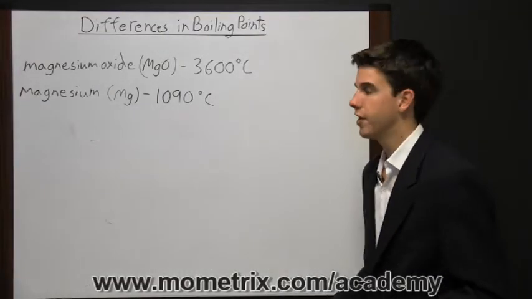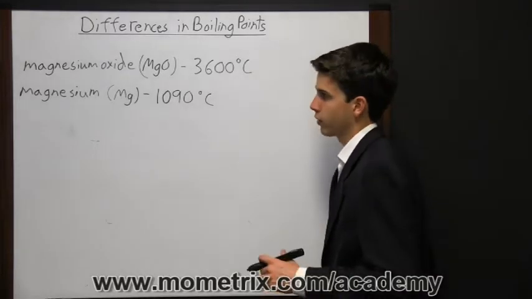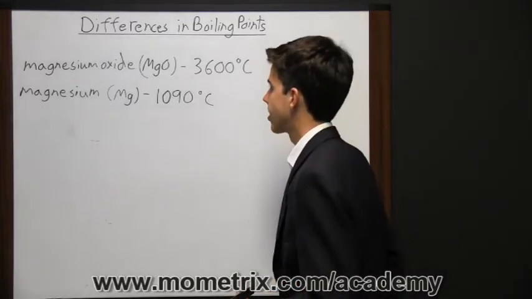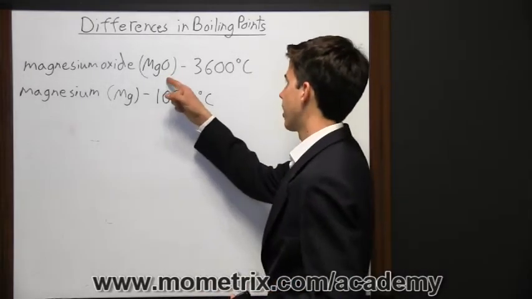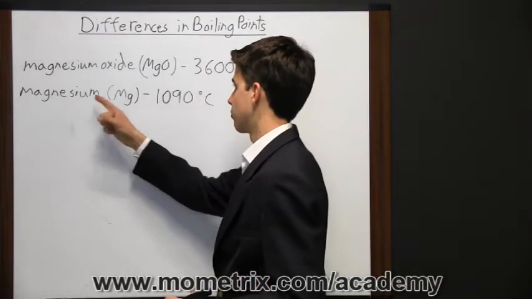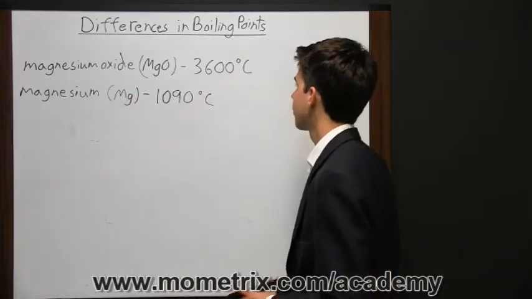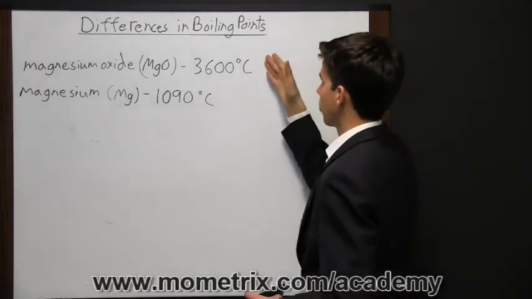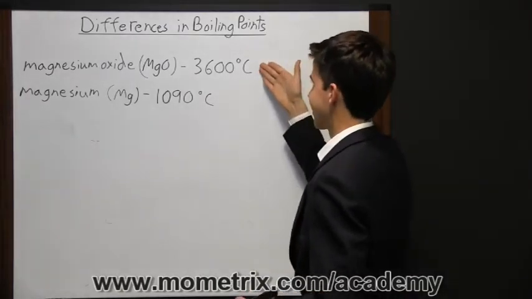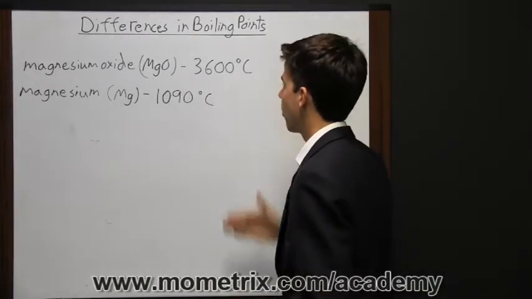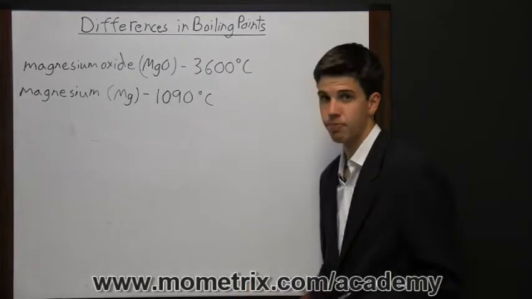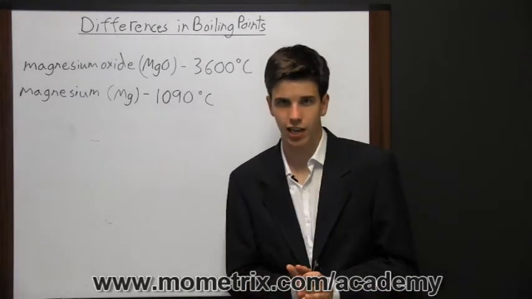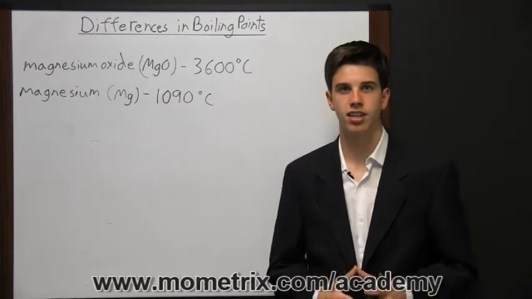We're taking a look at the differences in boiling points between the compound magnesium oxide, which is made up of magnesium and oxygen, and magnesium, which is just an element. The difference in boiling points here is 3,600 degrees Celsius versus 1,090 degrees Celsius. Now, that's a big difference. So we want to take a look at why that difference exists.